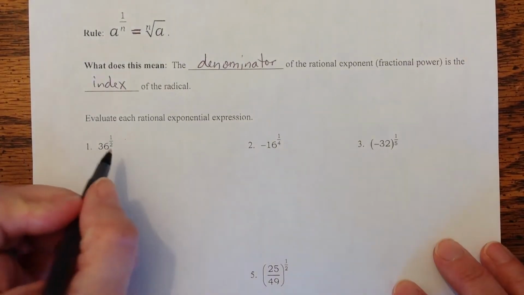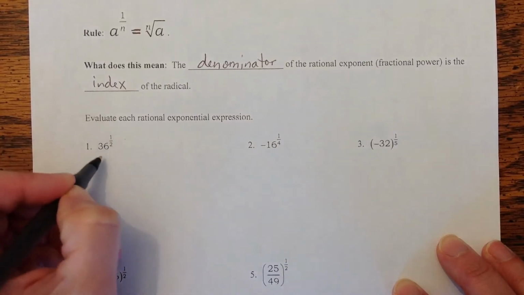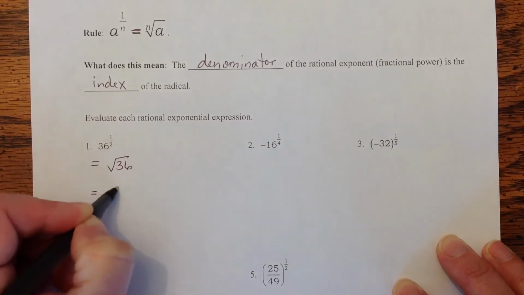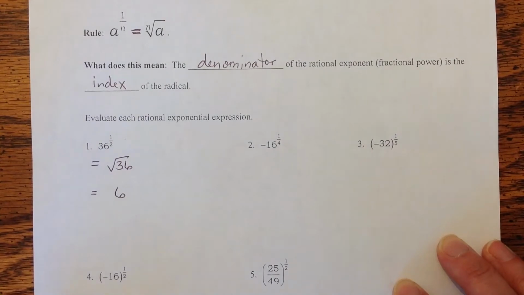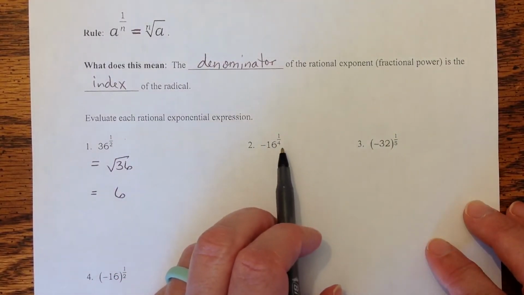So if I've been asked to take 36 to the 1/2 power, the denominator tells me the root I'm taking. So this could also be written as the square root of 36, which is 6. Here we have negative 16 to the 1/4 power. So 4 is the root we're taking.